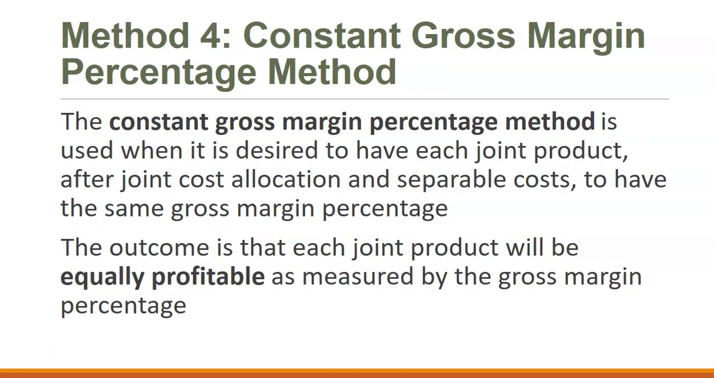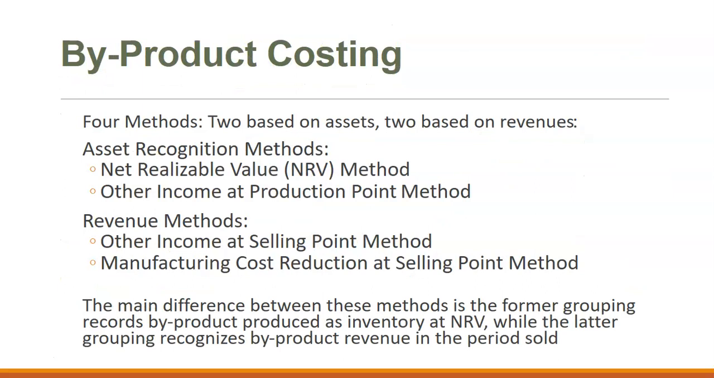When we use the constant gross margin percentage method, we use this when it's desired to have each joint product after joint cost allocation and separable costs to have the same gross margin percentage. So this outcome gives us that each joint product will be equally profitable as measured by the gross margin percentage. And we'll work through an example of that in class.